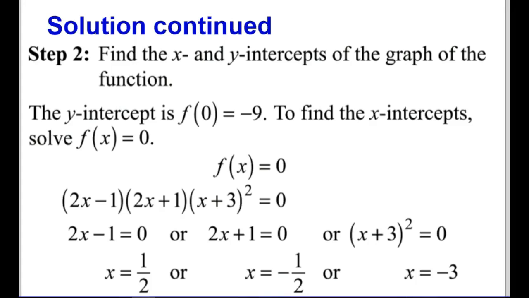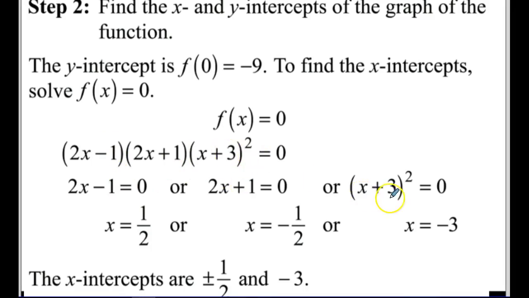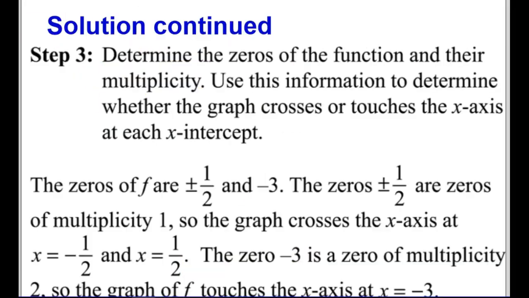Then the next thing I want to look at is finding my x- and y-intercepts. For my y-intercept, again, I plug in 0 for x and I find that I have -9. My x-intercepts I can solve, and this is handy because this is already factored for me. So I just set each piece equal to 0 and solve. My x-intercepts are plus or minus 1/2 and -3, and then I have my y-intercept of -9.